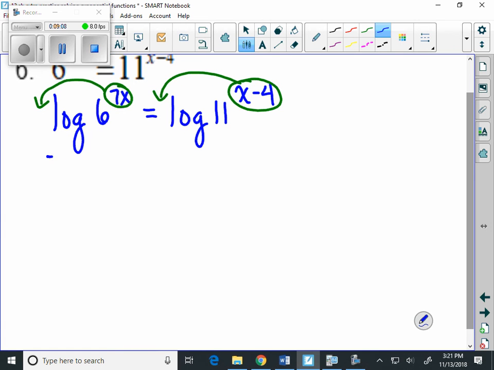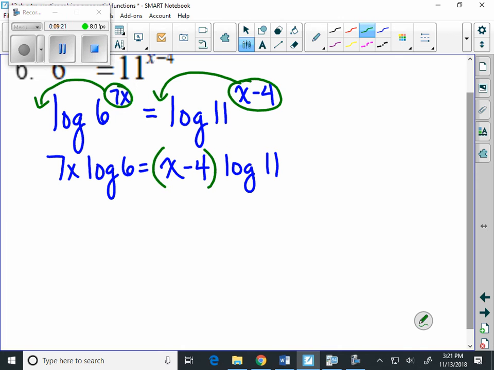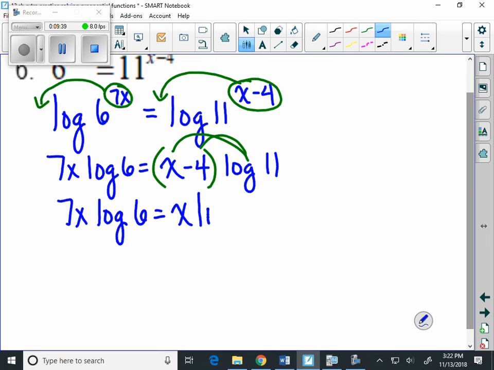So we have 7x log of 6 equals x minus 4 times log of 11. Be careful here, because the x minus 4 in its entirety needs to be multiplied by log of 11. In other words, we're going to have to distribute the log of 11. So we have 7x log of 6 equals x times log of 11 minus 4 log of 11.